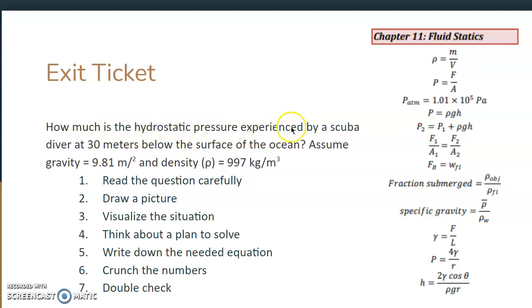So our question is how much pressure is experienced by a scuba diver at 30 meters? So we're given 30 meters, we're given a depth, we're given a density, and gravity. So the equation we're going to use is going to be this one, P is equal to rho g h. So I want you to try that. If you have questions, let me know.